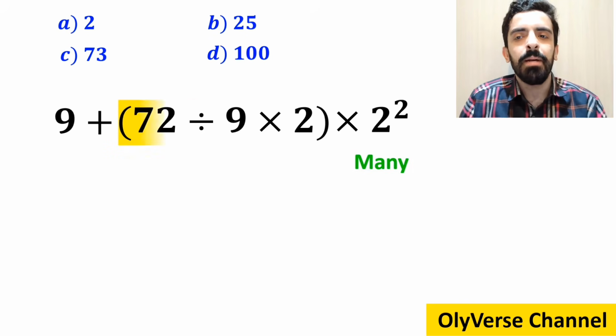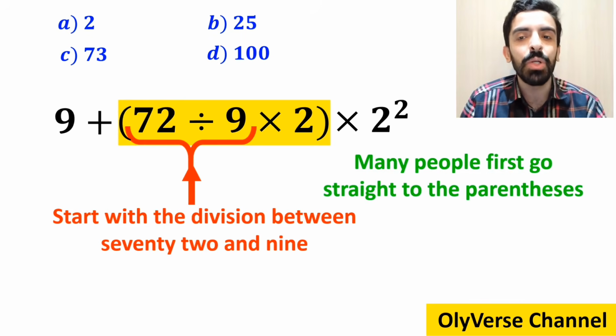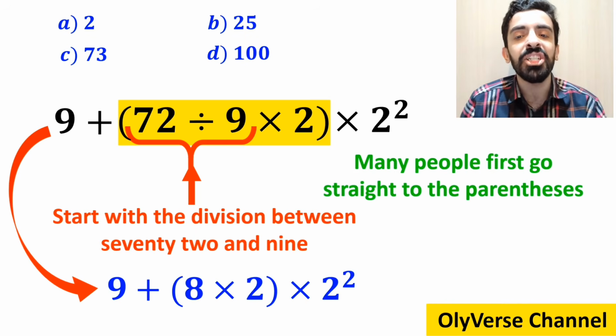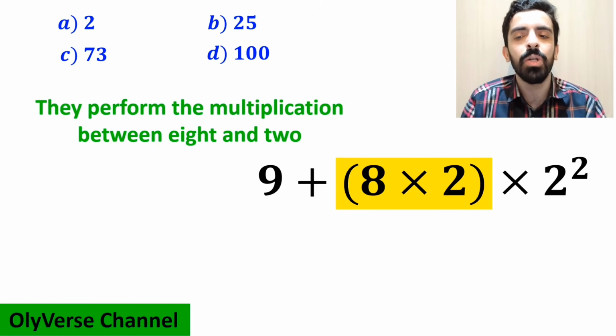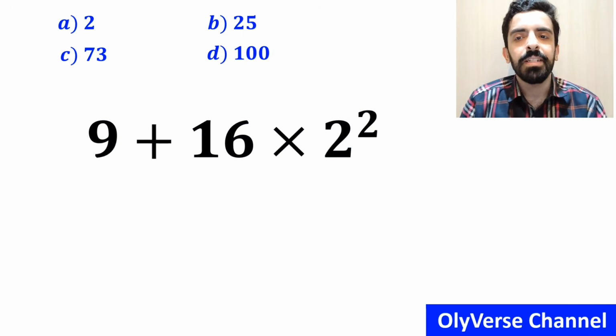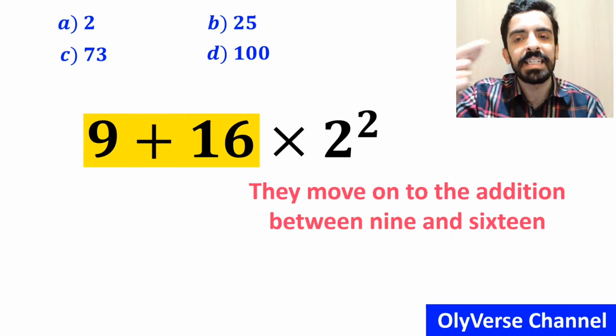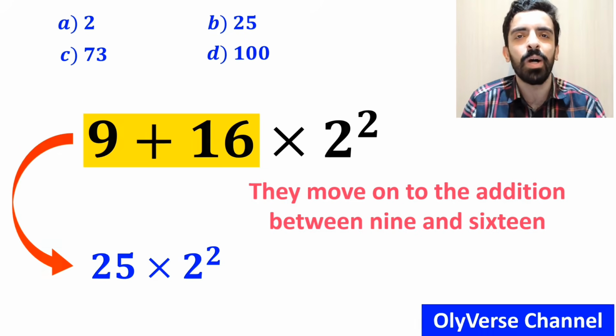To solve this question, many people first go straight to the parentheses and start with the division between 72 and 9. So, they rewrite this expression as 9 + 8 × 2 inside the parentheses, then multiplied by 2². In the next step, they perform the multiplication between 8 and 2 and simplify this expression to 9 + 16 multiplied by 2². Then, they move on to the addition between 9 and 16 and rewrite this expression as 25 multiplied by 2².